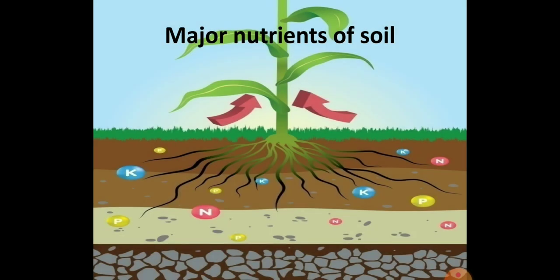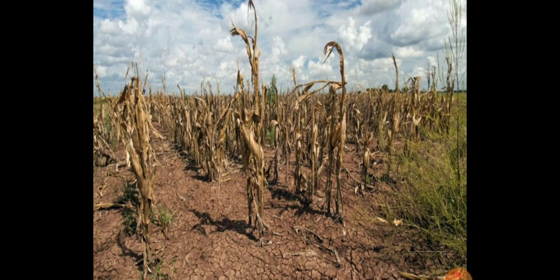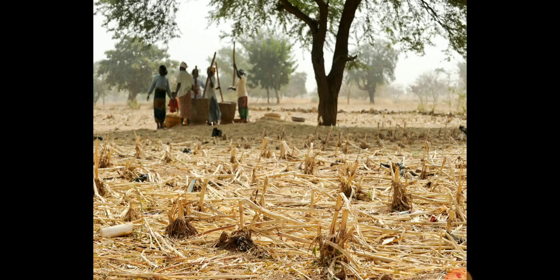Nitrogen, phosphorus, potassium, magnesium, and calcium are the major nutrients of the soil. In addition to these, plants also need iron, copper, manganese, zinc, etc. in smaller amounts. So, if the soil becomes deficient in these nutrients, it loses its fertility and crop yields fall. Therefore, it is important to replenish, or make up the loss of, these nutrients in the soil.